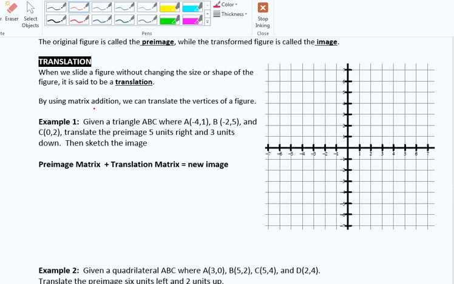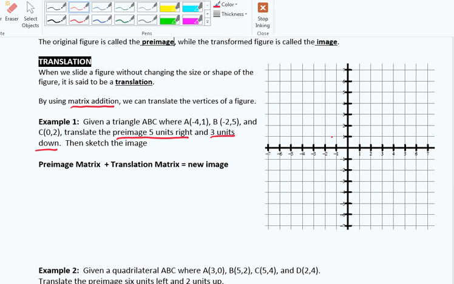We would do a translation using matrix addition, and we can translate the vertices. So for example, given a triangle ABC, where A is the coordinate -4, 1, B is -2, 5, and C is 0, 2, translate the pre-image 5 units right and 3 units down, and then sketch the image.